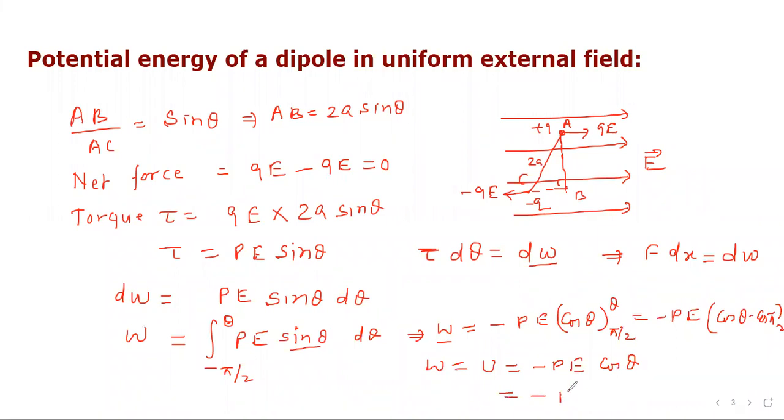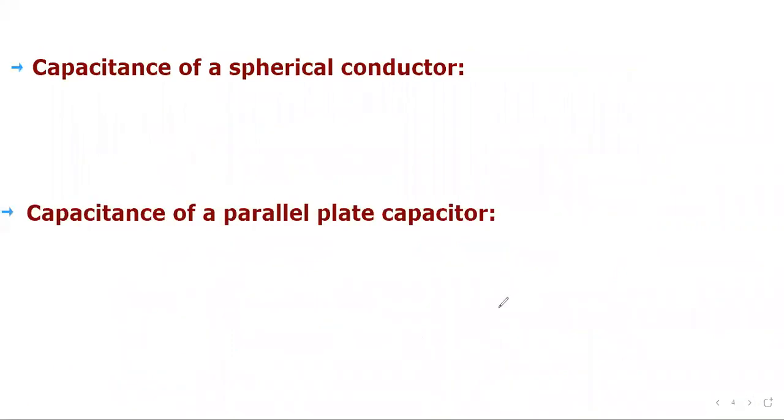In vector form, we can say it is minus P dot E, because if you remember, A dot B gives AB cos theta. So this is the expression of potential energy due to a dipole placed in an external field. Now let's go to the next concept.